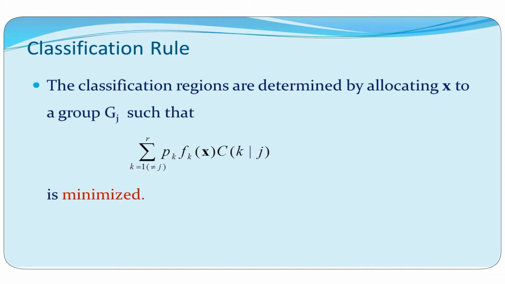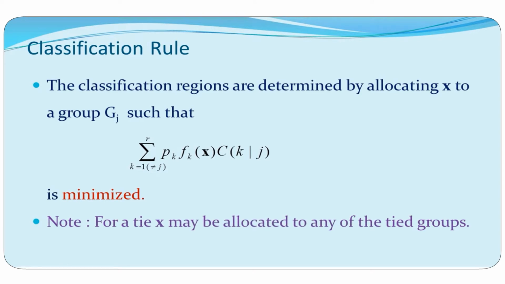of misclassification. So overall, the whole thing gives you the probability that an individual coming from the jth group is classified into the kth group, and you sum this over all k and you get this, and if this is minimum, then this gives you the best allocation of x into the jth group.